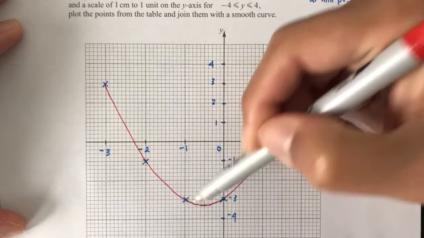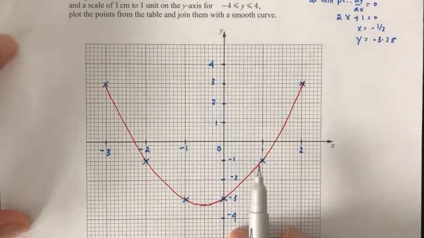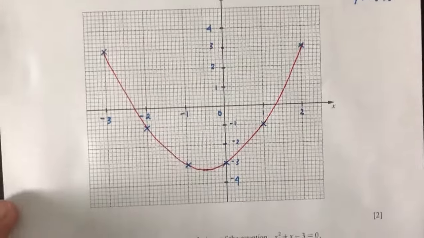Okay, almost done. All right, so here we go. That's the curve y. Moving on to the questions.